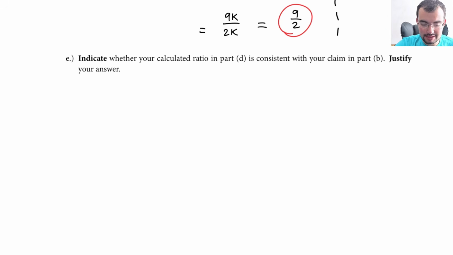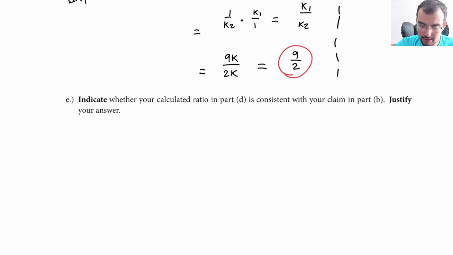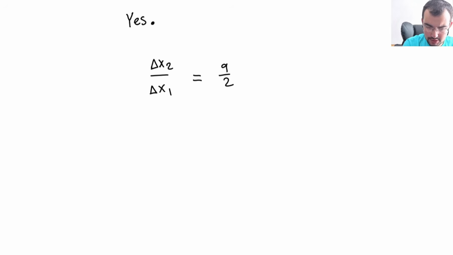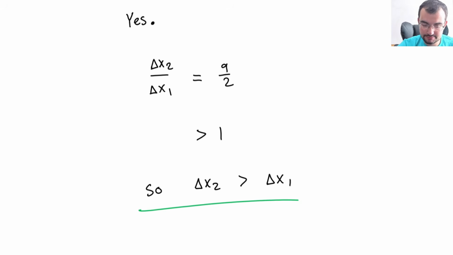So is this consistent with our claim? Yes, it's consistent because delta x2 divided by delta x1, we said, is equal to 9 halves, which is greater than 1. So delta x2 is larger than delta x1, as expected.